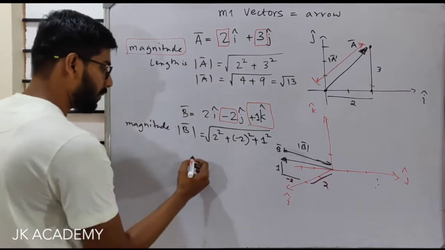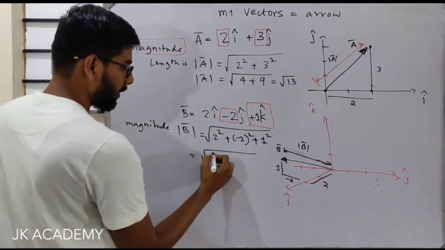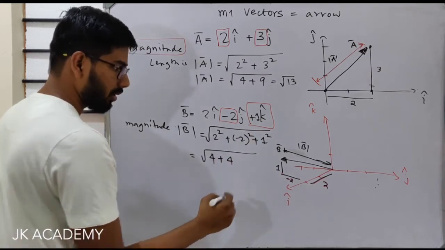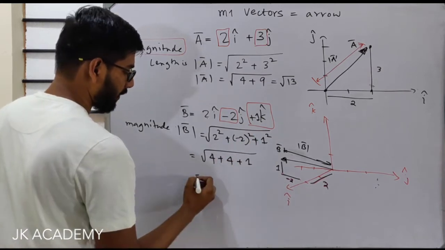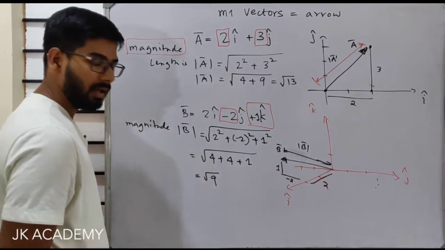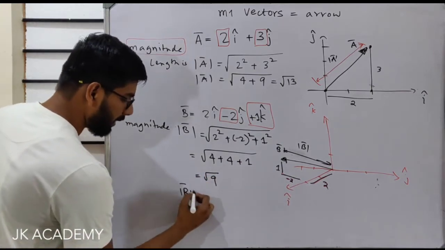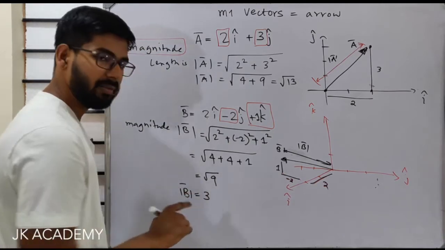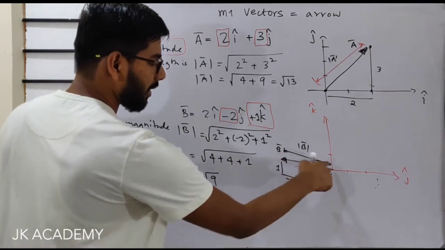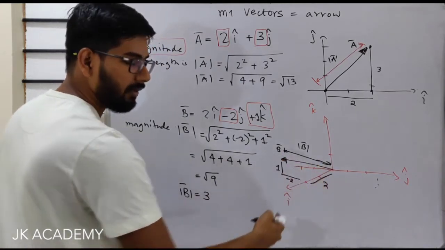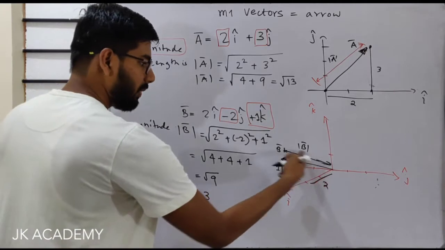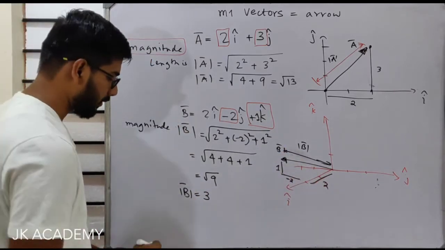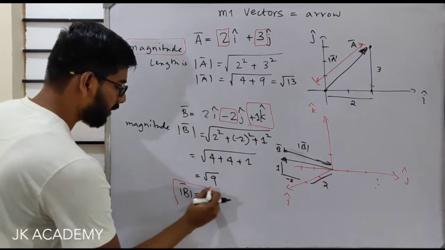Okay, so what will that be? Under root, 2 square is 4, plus minus 2 square is also plus 4, plus 1 square is 1. That will be under root 9. So magnitude of b is plus 3. I know square root of 9 is plus or minus 3, but we are finding the length of the arrow. We can say the length, there is no meaning for minus 3 length. So the length of this b arrow is 3. The magnitude of the vector b is 3.